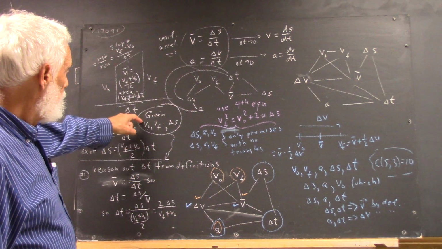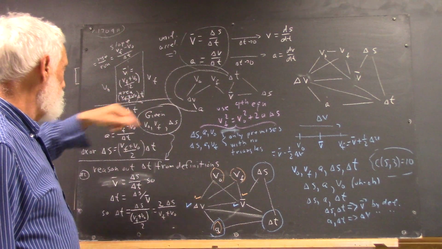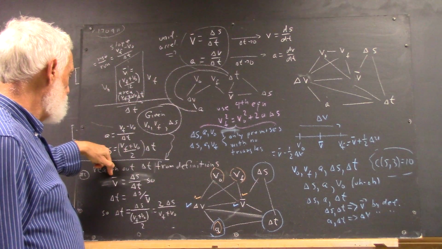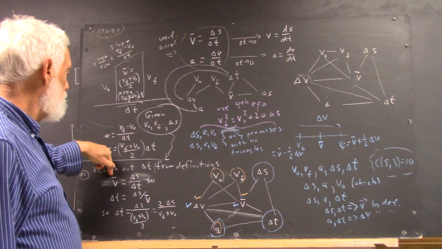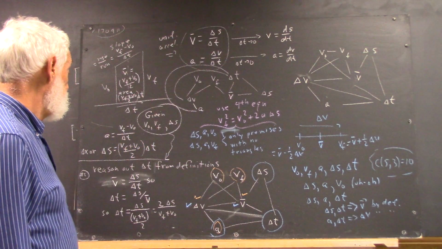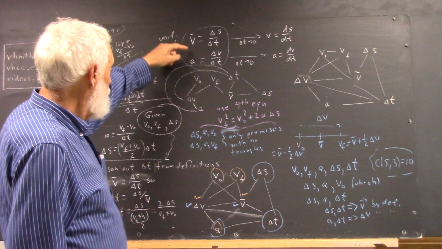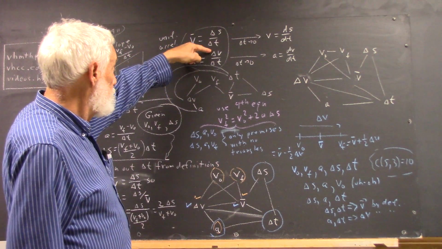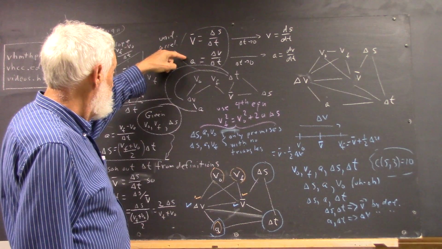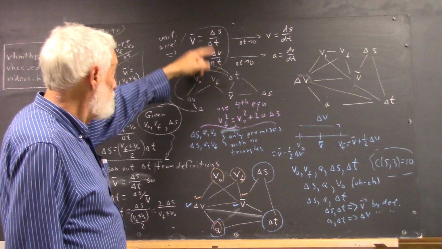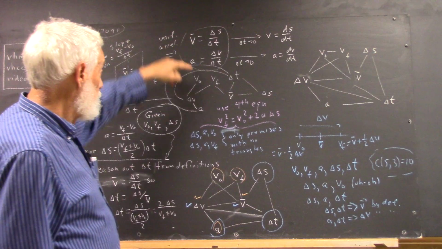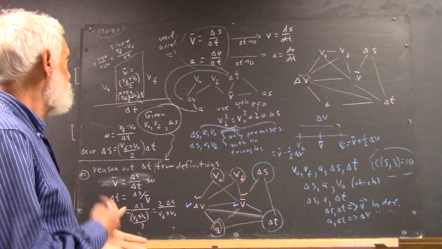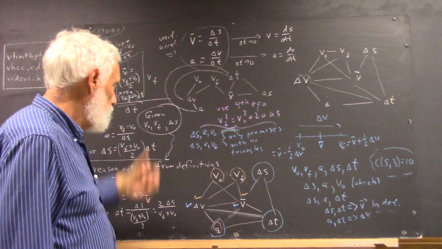Then, from V naught and VF, we can get the average velocity, or we could get the change in velocity. If we know the average velocity and delta S, we can find delta T. If we know the change in velocity and delta T, which we could find from here, we can get the acceleration. So there's a simple procedure, a simple reasoning process that will do this for us.